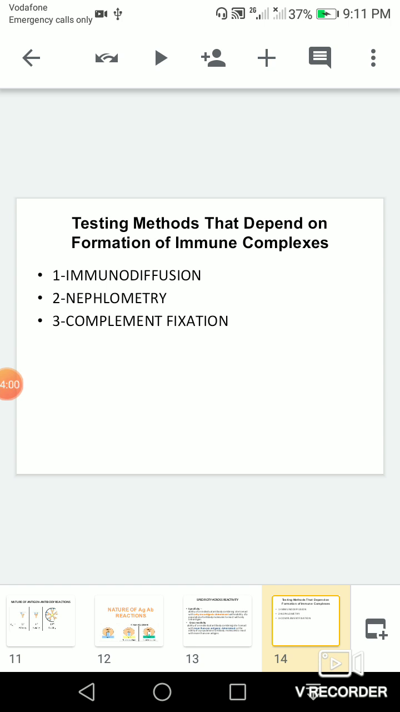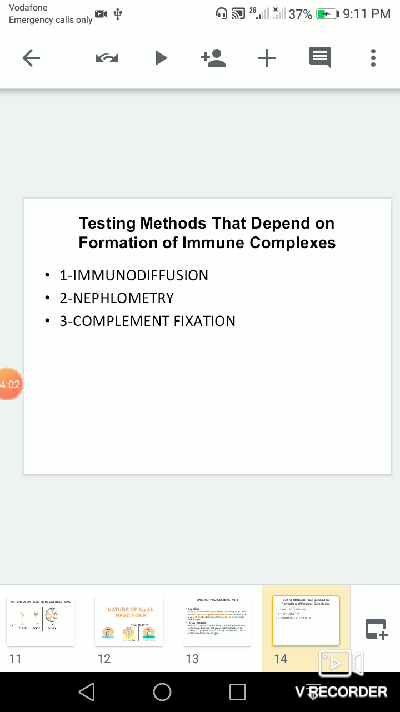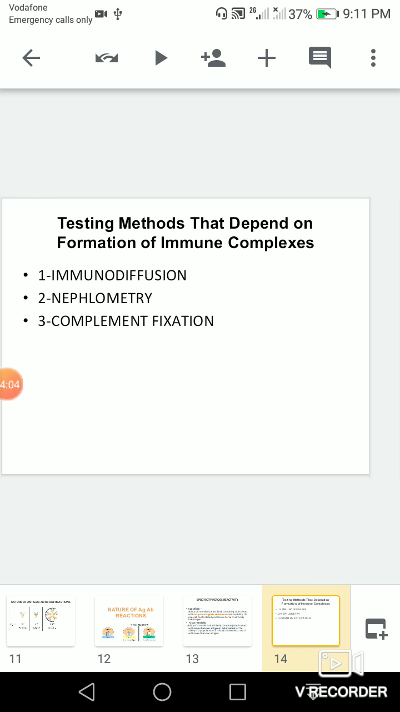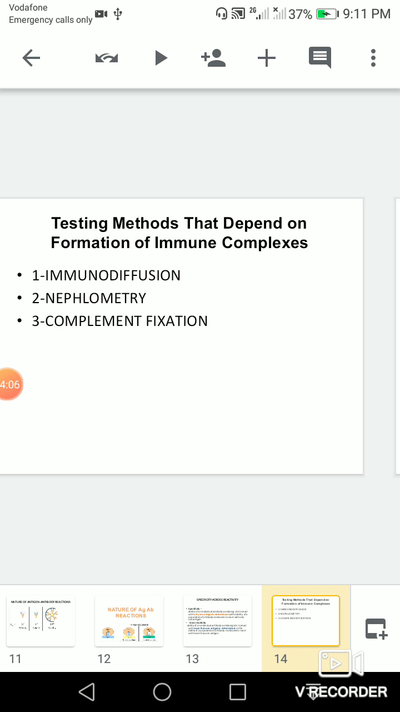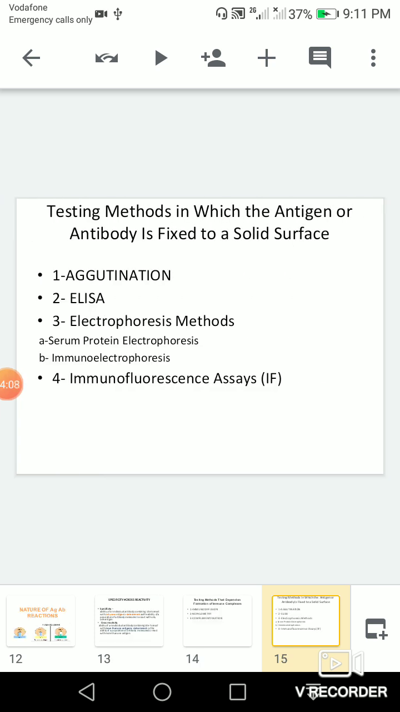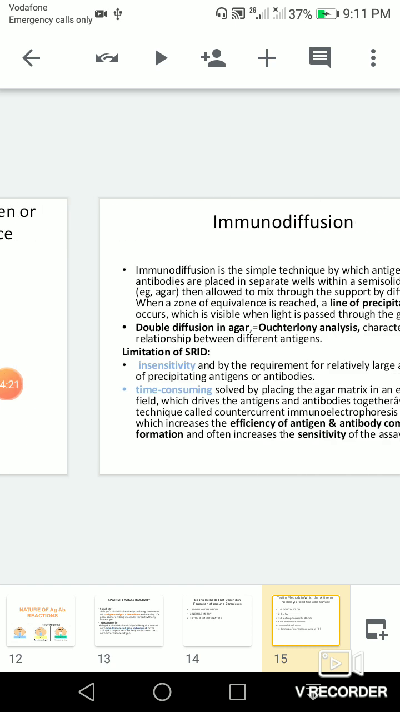What are the tests used? Some of the tests depend on the formation of immune complexes, like immune diffusion, nephelometry, turbidimetry, complement fixation. Other tests depend on the antigen or antibody fixed to a solid surface, like agglutination test or ELISA test, or electrophoresis methods, like serum protein electrophoresis and immunoelectrophoresis, and immunofluorescent assay.